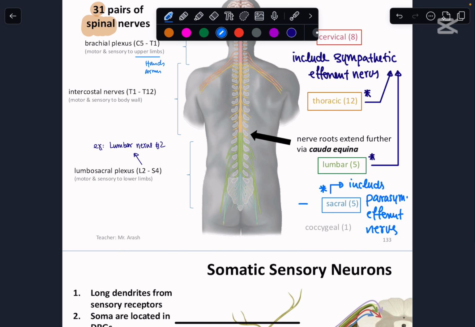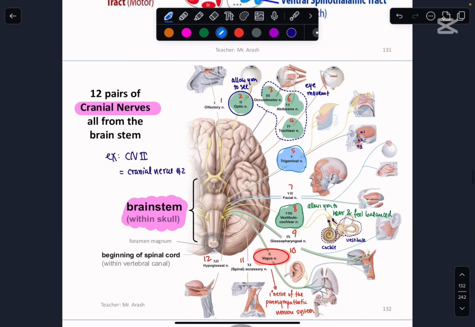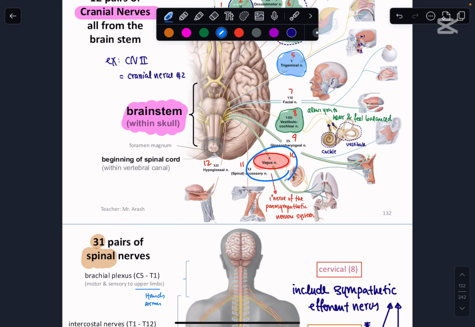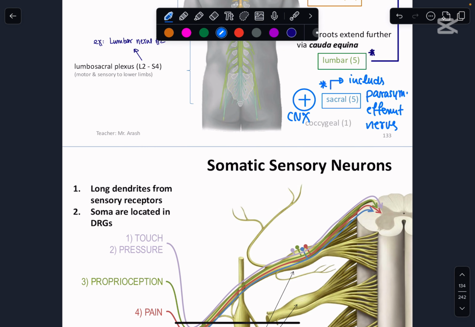Efferent nerves, but that includes cranial nerve number 10. Do you follow? So only one nerve, so that's X, CNX. So what happened? Guys, I know this sounds a bit confusing.